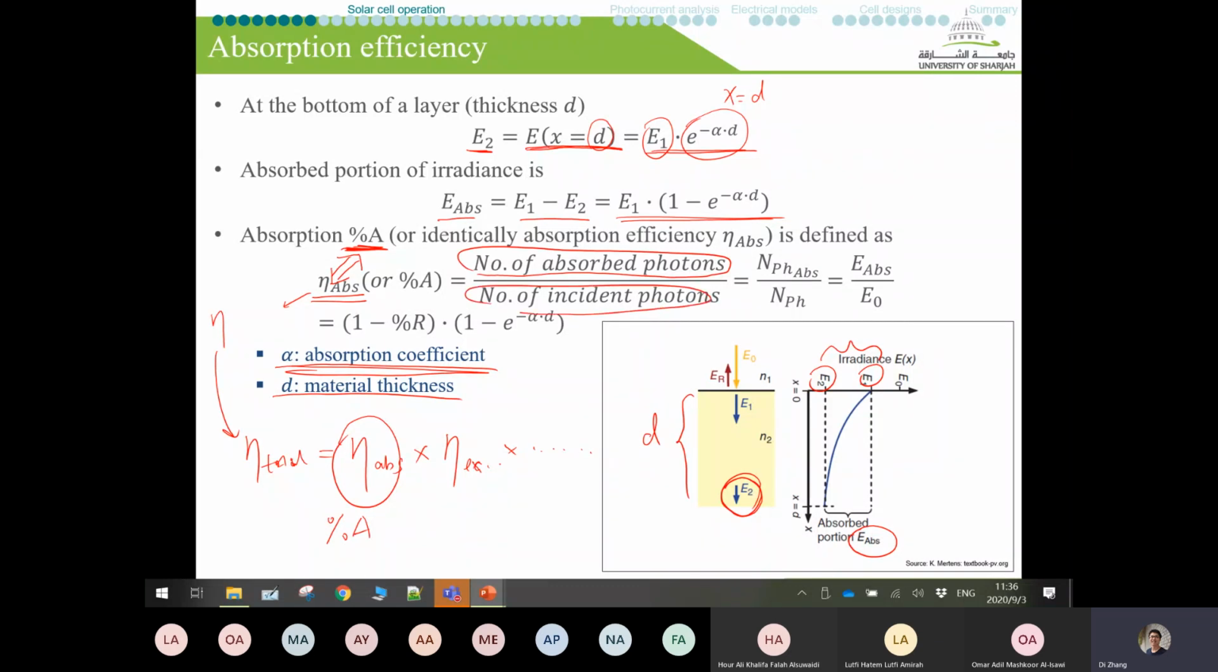Okay, so that will give you the percentage. For the same wavelengths, for the same photons, the number should be proportional to the irradiance. That is why we can correlate the ratio into something like this. It should equal the irradiance absorbed over the initial, incident irradiance. Remember that this one should be E0. It should not be E1, because E1 is not the incident irradiance.